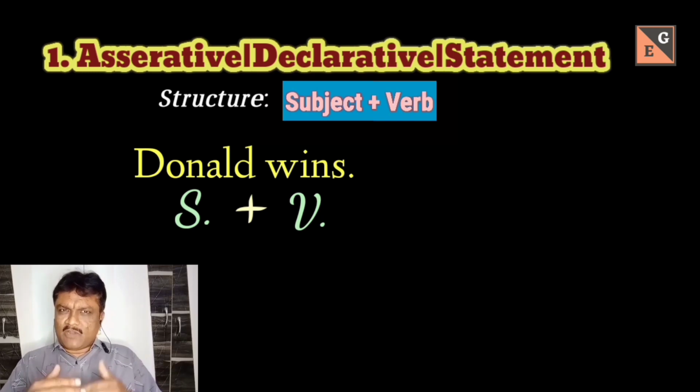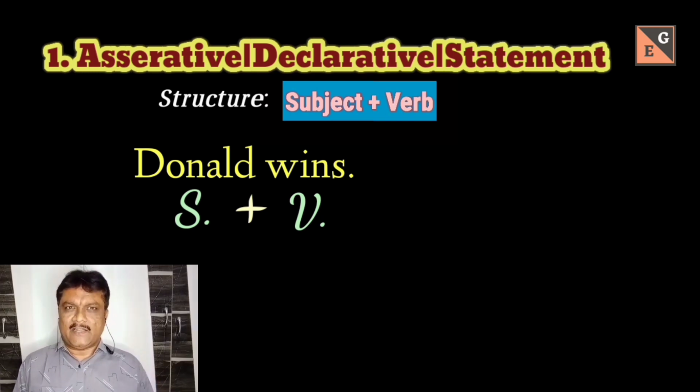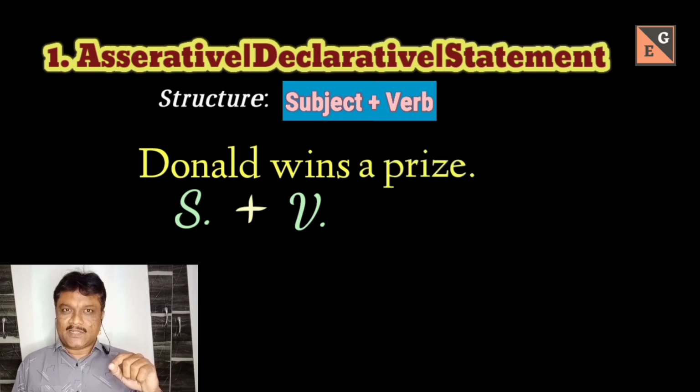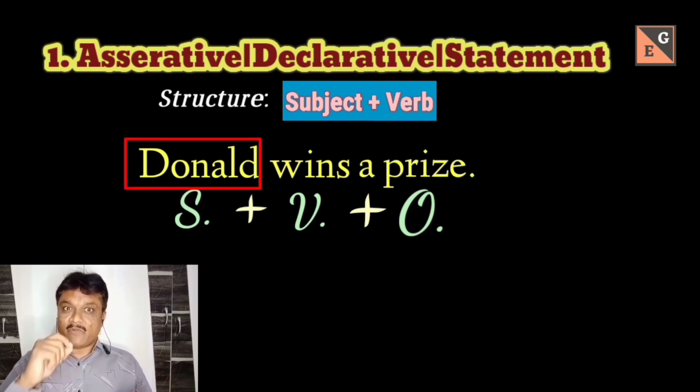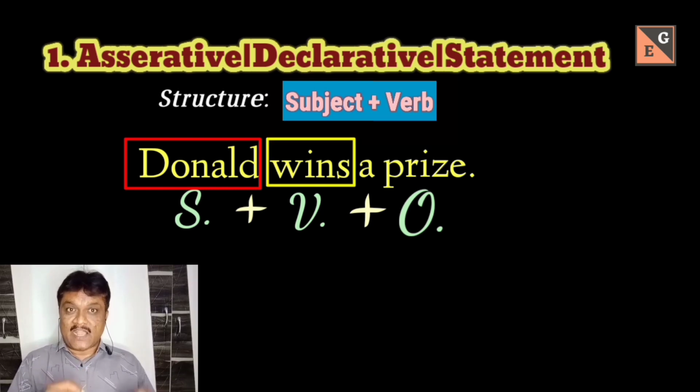Now friends, let's move a bit further and add a word, a prize, in it. So the sentence becomes, Donald wins a prize. Here, a prize is an object as it receives the action from Donald. So the sentence structure becomes S plus V plus O, wherein S subject is Donald, V verb is wins, and O object is a prize.